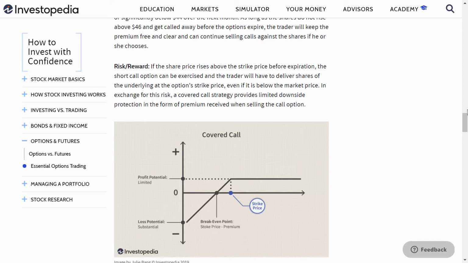Risk reward: if the share price rises above the strike price before expiration, the short call option can be exercised and the trader will have to deliver shares of the underlying at the option strike price. Obviously, that's the risk you're taking, that you might have to deliver a massive amount of shares just to cover that. If you have a lot of money to go around, there really isn't that much risk involved, because then it's like you're buying the shares and you can always get rid of them later. So really, it's relative to you.